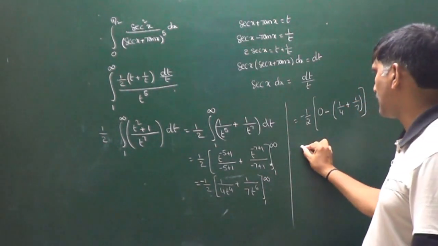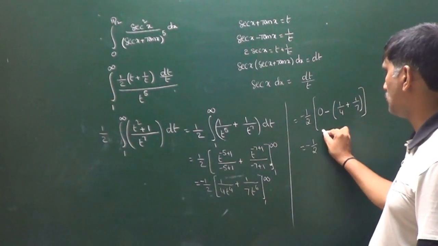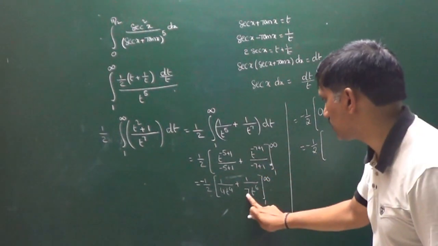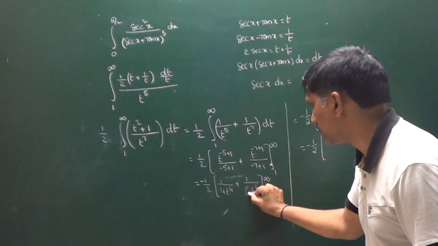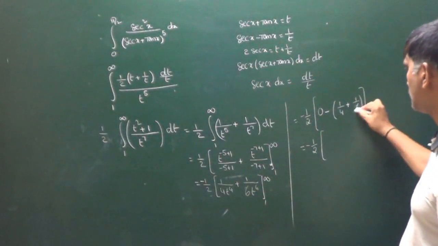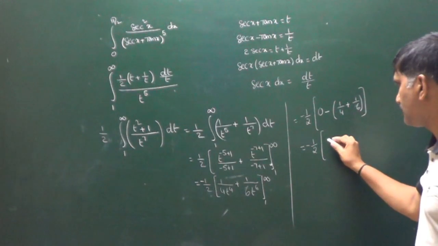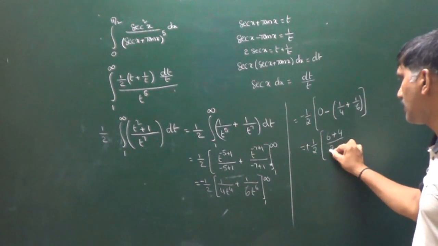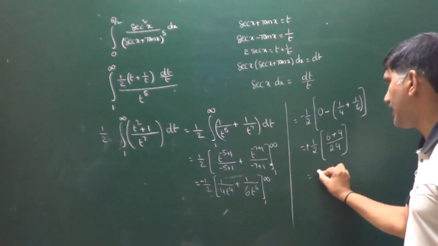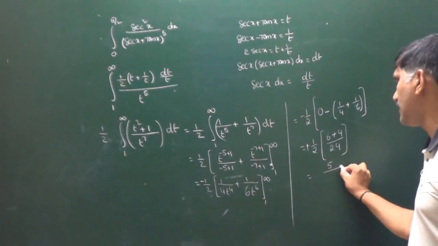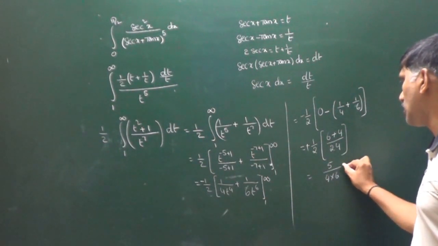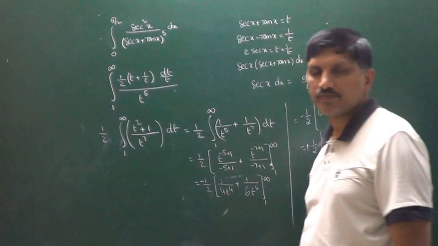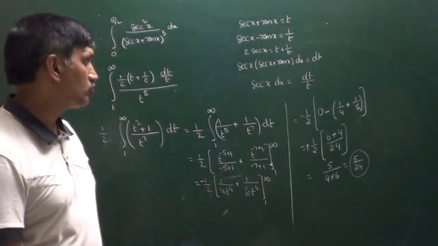Now that simplification is minus 1 by 2 into, minus 7 plus 1 is 6 only, right? Yes, this is 6. Here also you get 6. So now minus minus becomes plus, and we get (6 plus 4) divided by 24. So the answer we got is 10 divided by, not 5 divided by 4 into 6, that is nothing but 5 by 24. We got the answer as 5 by 24.